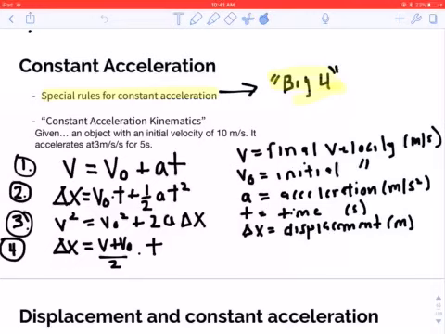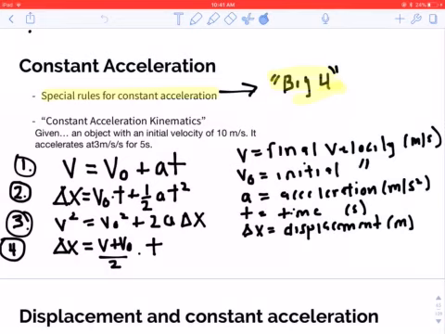So we're going to be continuing our discussion on constant acceleration, the big four. Okay, so the equations are listed below. First equation, velocity equals initial velocity plus the acceleration times time.